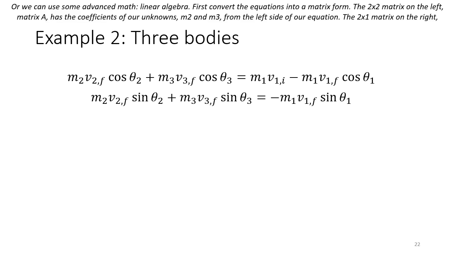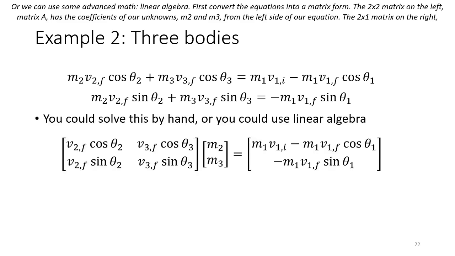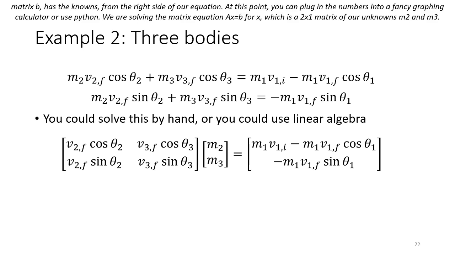Or we can use some advanced math, linear algebra. First, convert the equations into a matrix form. The 2 by 2 matrix on the left, matrix A, has the coefficients of our unknowns M2 and M3 from the left side of our equation. The 2 by 1 matrix on the right, matrix B, has the knowns from the right side of our equation.